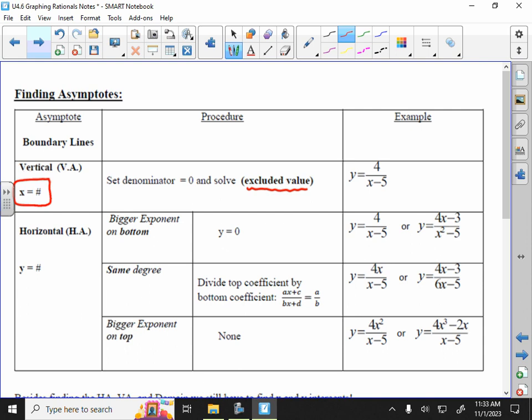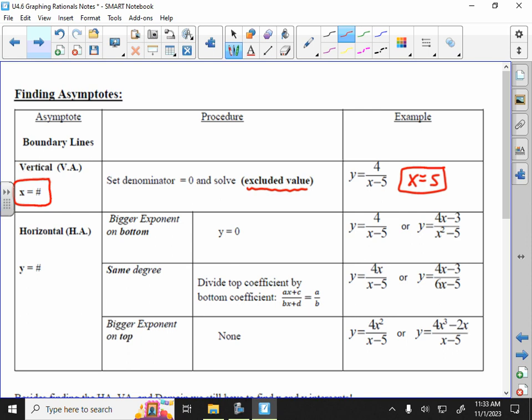So for example, y equals 4 over x minus 5. If we set x minus 5 equal to 0 and solve it, we're going to get x equals positive 5. All right, that's the vertical asymptote. Again, write it as an equation of a line. Now, the horizontal asymptote, that's a little trickier because there's actually 3 different cases depending on the equation that's given to you. Again, it's going to always be y equals.